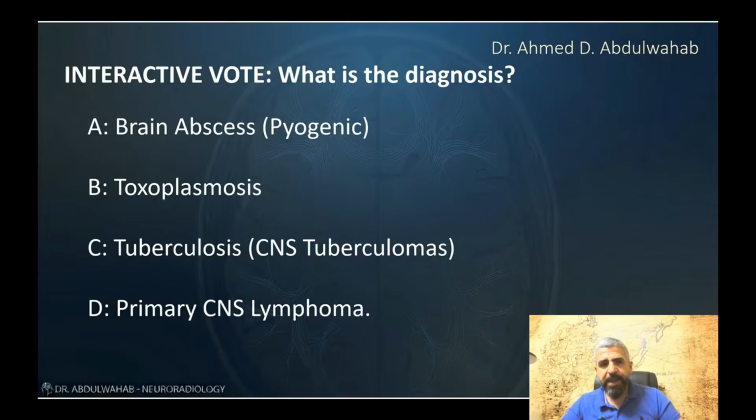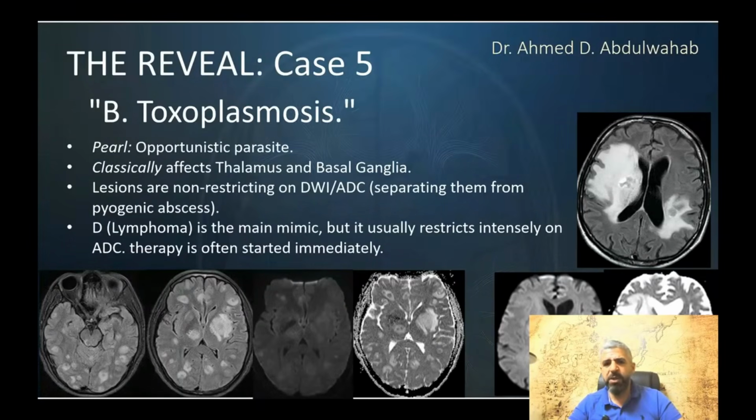You can see the enhancement. So is it A, brain abscess, pyogenic? Is it B, toxoplasmosis? Is it C, tuberculosis, CNS tuberculomas? D, primary CNS lymphoma? Patient of HIV plus CD4 of less than 100 plus non-restricting thalamic lesions. This is a clinical emergency, often treated with empiric antiparasitic therapy. The answer is B, toxoplasmosis.